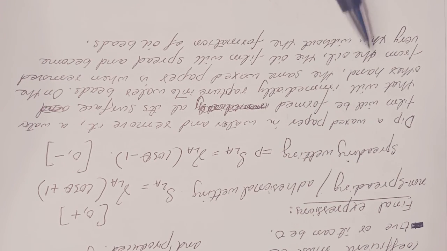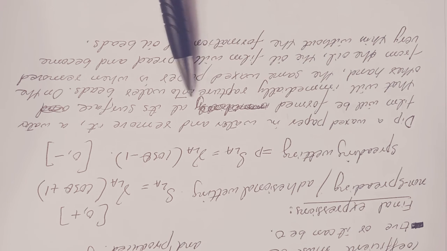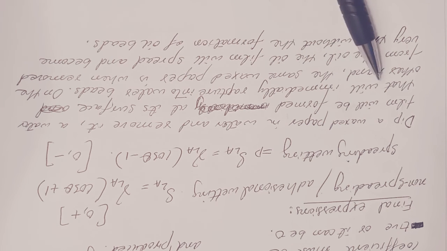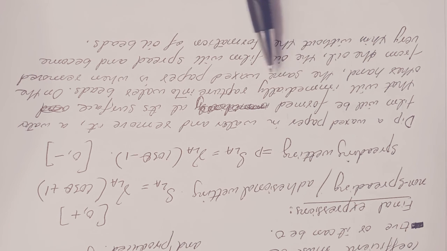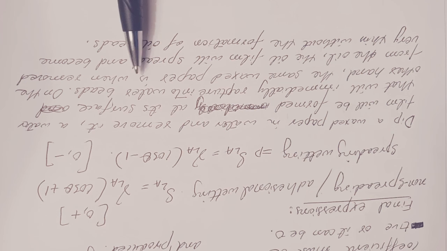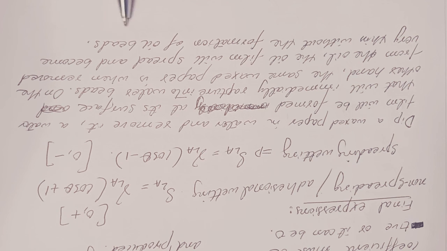So here we have an example: dip a waxed paper in water and remove it. A water film will be formed and its surface will immediately rupture into water beads. On the other hand, when the same waxed paper is removed from oil, the oil film will spread and become very thin without the formation of oil beads. So can you tell me which one is spreading and which one is adhesional wetting?